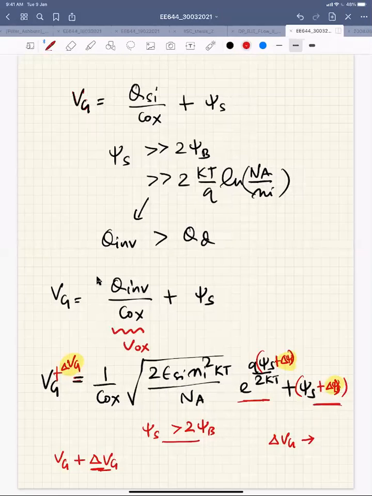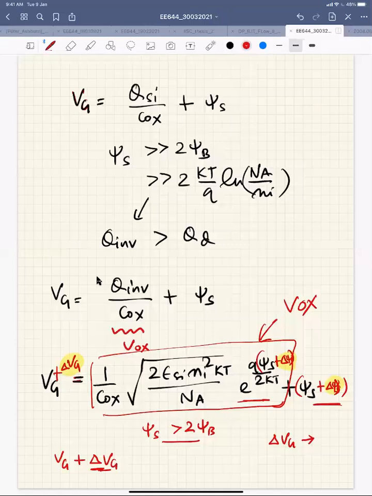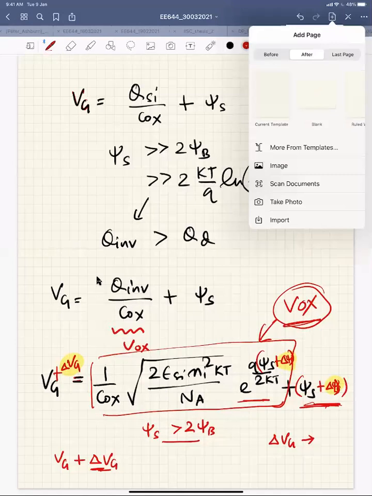So this term will increase very high, right? So this is my Vx. What I'm telling here is once the device is in inversion, if I give a certain change in gate voltage, the Vx, your oxide voltage, will increase very fast compared to the drop in the silicon.